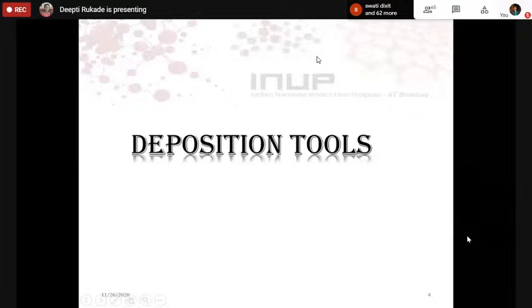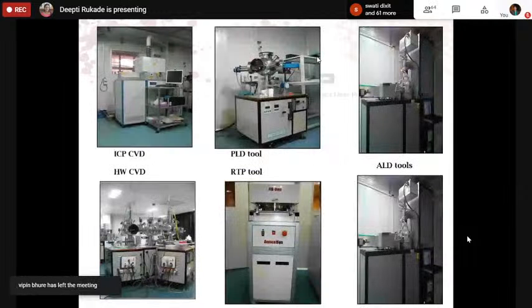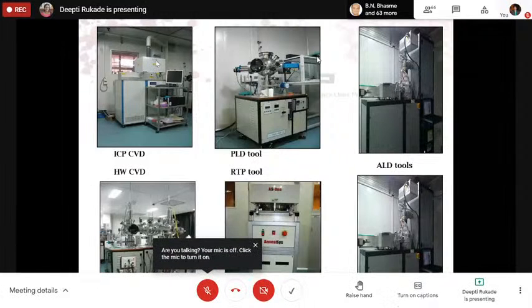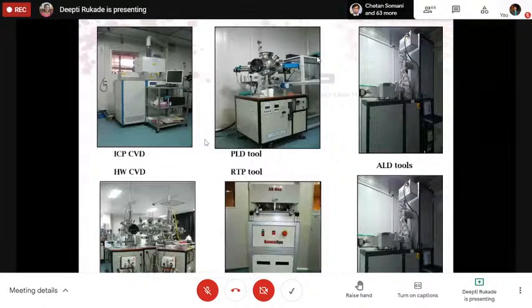To start with the deposition tools, we have a series of deposition tools which fall under the category of physical vapor deposition as well as chemical vapor deposition. Here I have shown pictographically what tools we have, and I'll quickly give a summary of the tools and the basic principle behind them. So let us start with ICP CVD. As you can see in the first corner, that is the ICP CVD system, an inductively coupled plasma chemical vapor deposition system at IIT BNF.